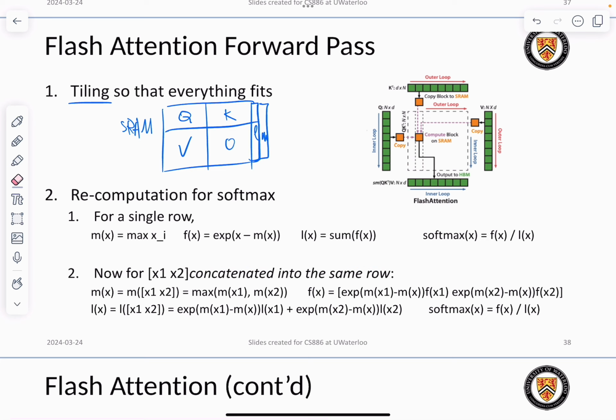Now, because the SRAM is so small, it's impossible for us to load an entire Q or entire K or entire V each time. So we can only compute a very small part of it at once, and we'll have to concatenate them together. The problem is that there is a softmax outside of QKT.